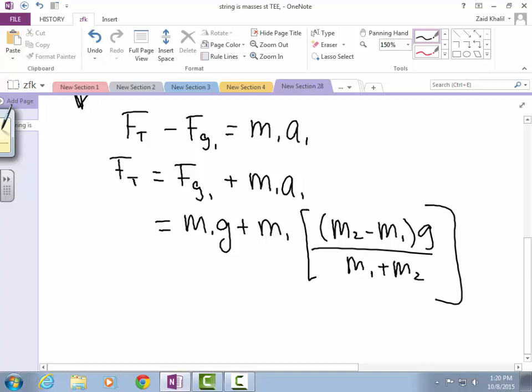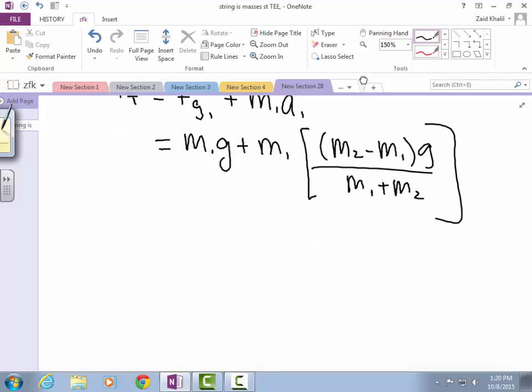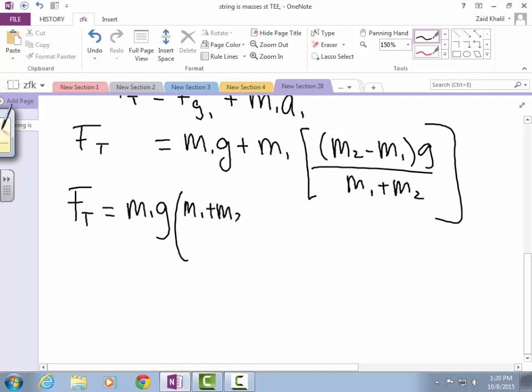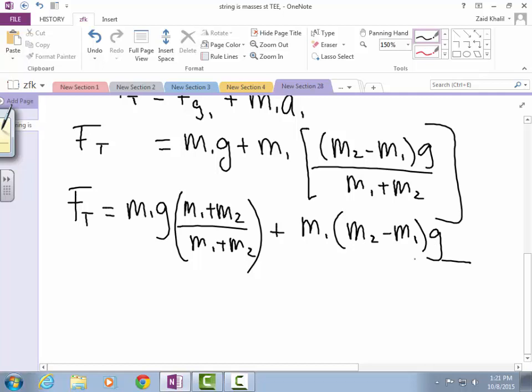Guess what I'm going to need to do? Common denominator. What's going to be the common denominator here? M1 plus M2. So we have Ft equals M1G times M1 plus M2 over M1 plus M2 plus M1 times M2 minus M1 times G over M1 plus M2. Now what? Start multiplying this out. What's our common denominator? M1 plus M2. Start multiplying. What do you get here?